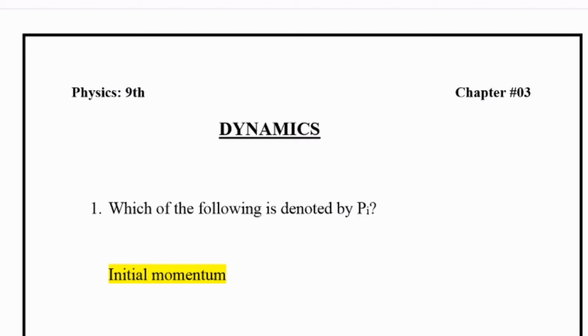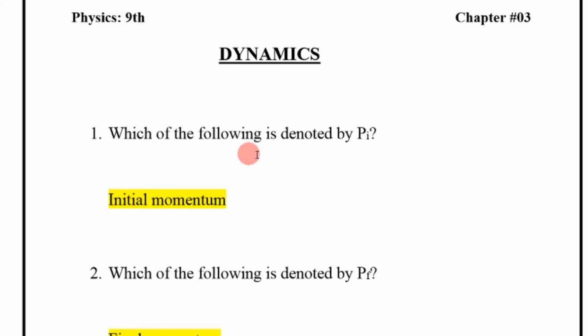So let's start now. Physics, ninth class, Chapter number 3, Dynamics. First, which of the following is denoted by Pi, initial momentum?